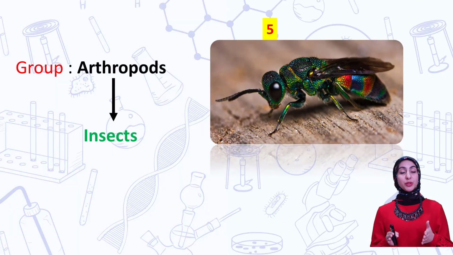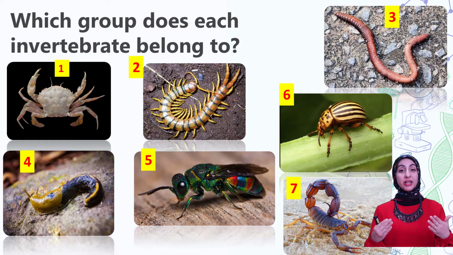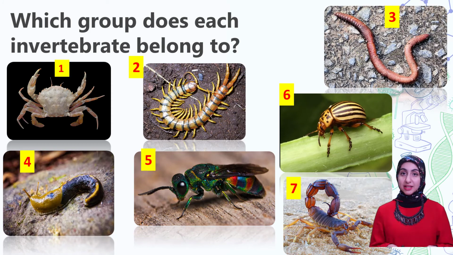The sixth invertebrate here, it has 3 legs on each side also. This means it has 6 jointed legs. It has 1 pair of antennae, and its body is divided into 3 parts: head, thorax, and abdomen. So it is classified as insects also.